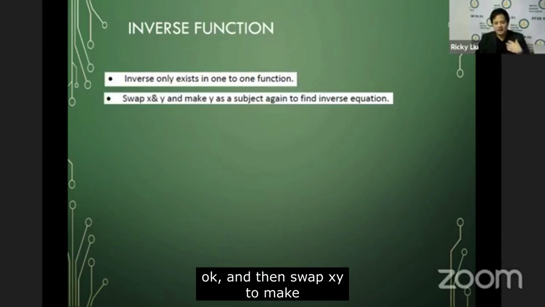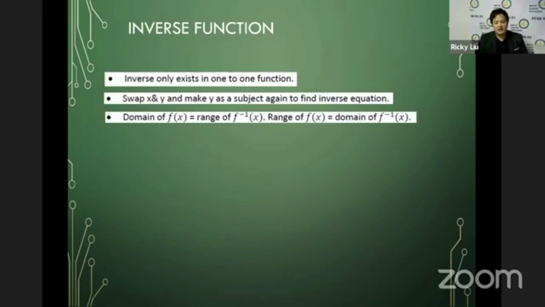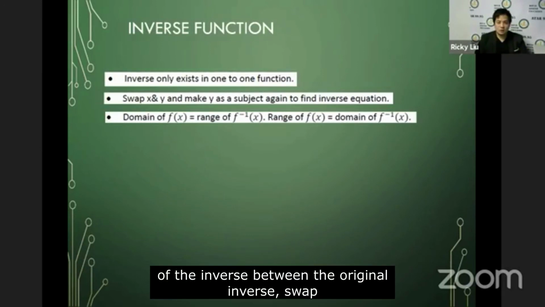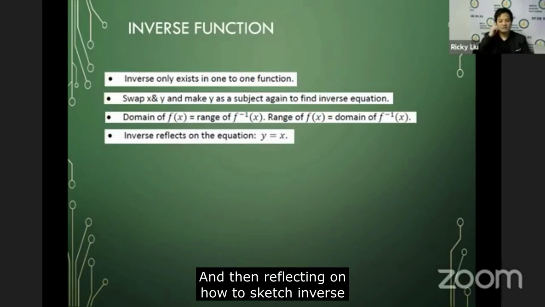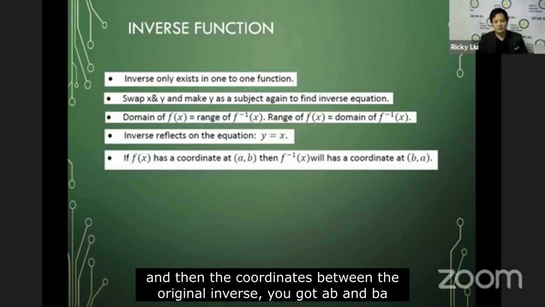And then swap x and y to make y the subject. And then the domain and range of the inverse and the original swap. And then reflecting: how do I sketch the inverse? Reflect in the line y equals x. And then the coordinates between original and inverse, you get (a, b) and (b, a).